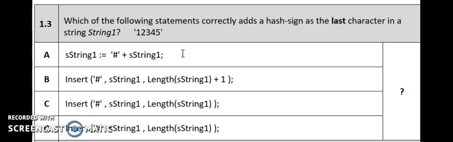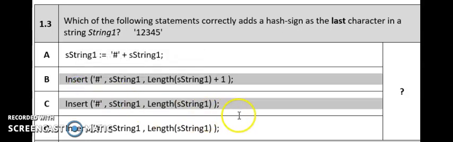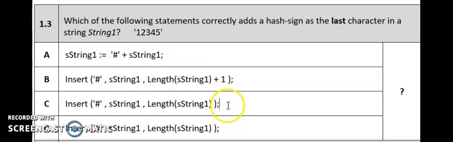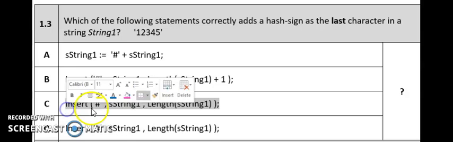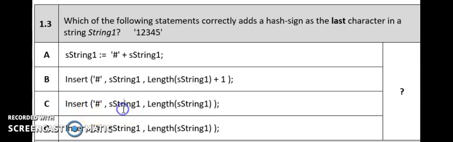Now they're all looking quite similar here. In fact, these two are exactly the same, so I presume somewhere I made a mistake there, but let's assume, one of those. Insert the hash sign into string 1, length of string 1. So maybe this answer should have been none of the above or something. Essentially we've got to choose between those two. My gut feeling, and I'll be honest, I got it wrong, was to go for that one, because it says insert the hash sign into that string, the length. That's the number of characters in the string, so that's where I want it to go, isn't it?